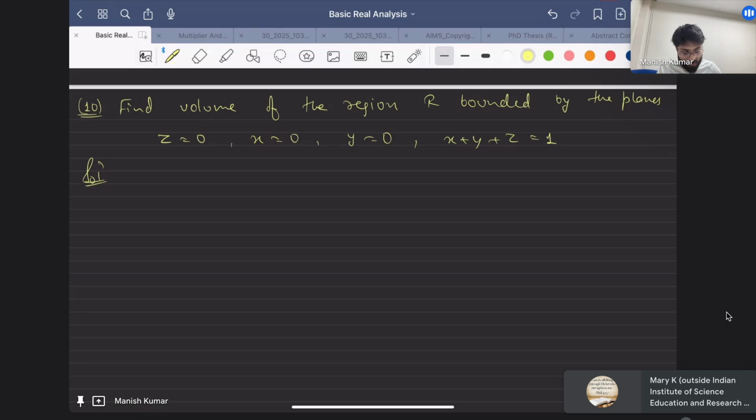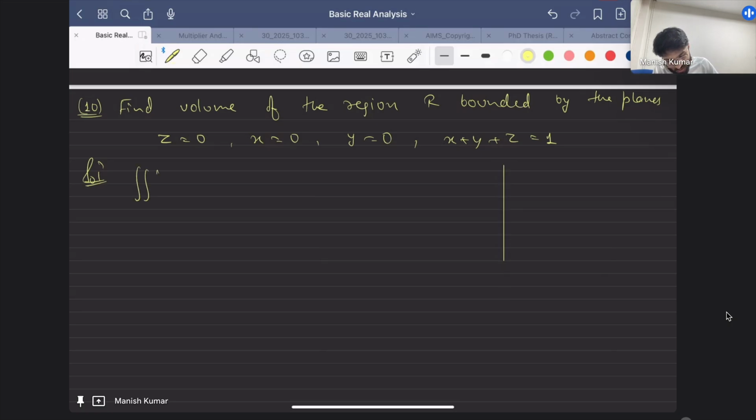So what you can do is, if you want I can draw the picture. Volume means you have to compute this triple integral of 1 d of x y z over the region R, which I'll draw. So maybe you can give it a try. I'll just come in a minute. You just try to solve it, I'll come.